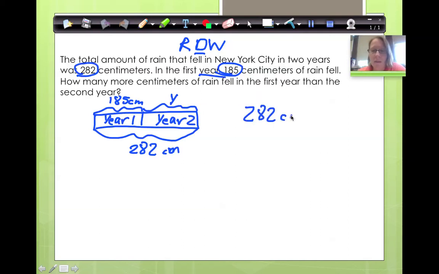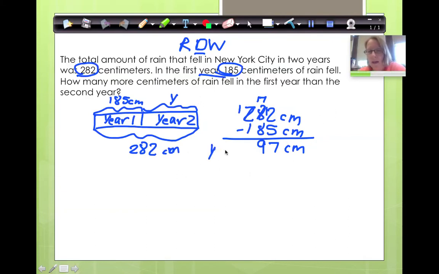282 centimeters, take away 185 centimeters. What do we get? Whoops, I need to regroup. 12, take away 5 is 7. 17, take away 8 is 9. 1, take away 1, 0. Okay, centimeters. So, Y, we can put this over here. Y equals 97 centimeters.